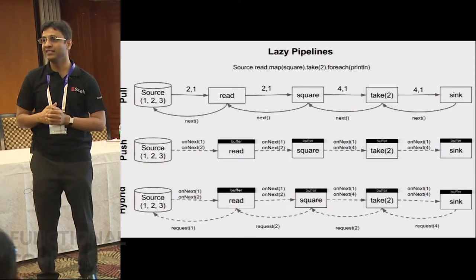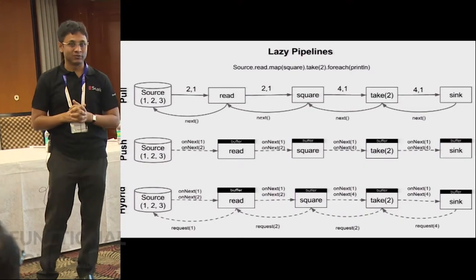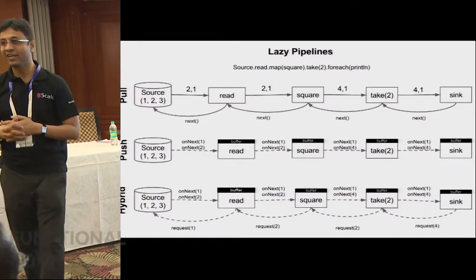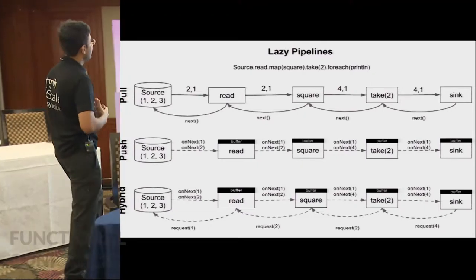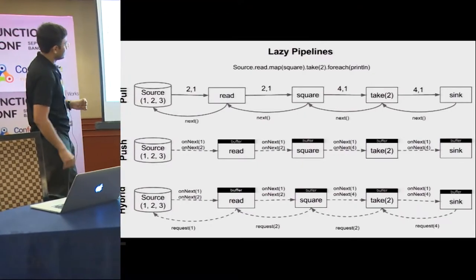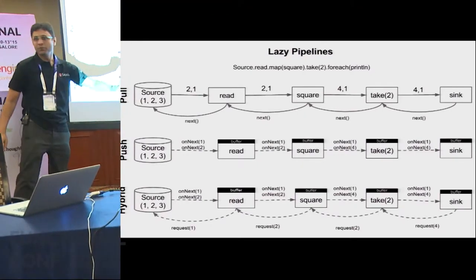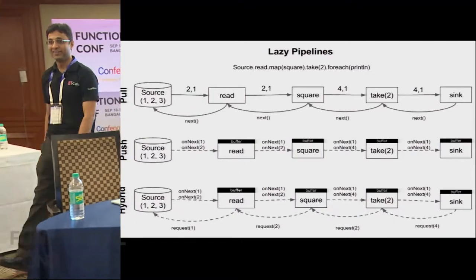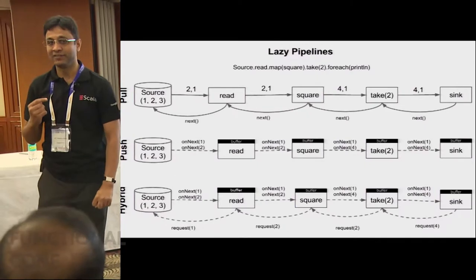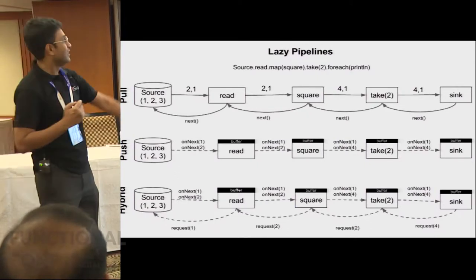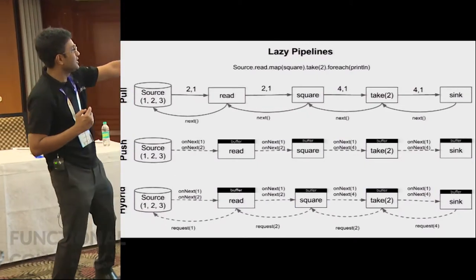Okay, so the second approach to solve this problem is a recent approach where people have said, okay, let's standardize a way in which we can control this back pressure, and that is what I call the hybrid approach. It's easy to explain. It's a kind of a combination of the two. It mainly remains a push-based system, but there is one more contract which is followed in the other direction. And that is similar to the next call. You see the next call on the top?